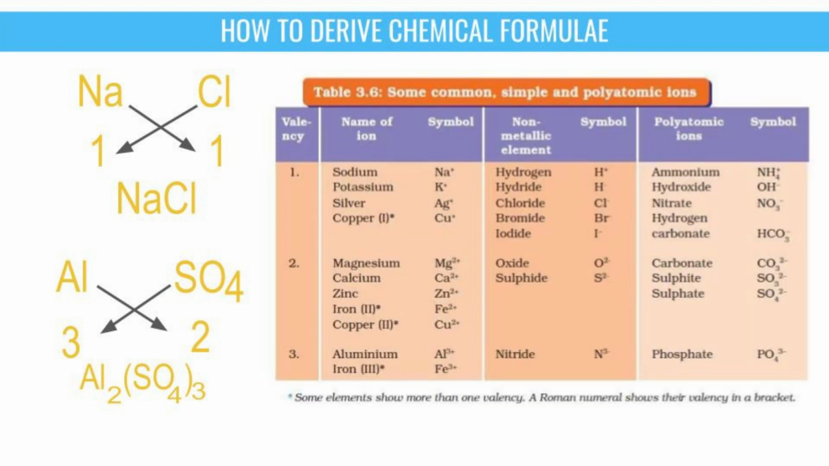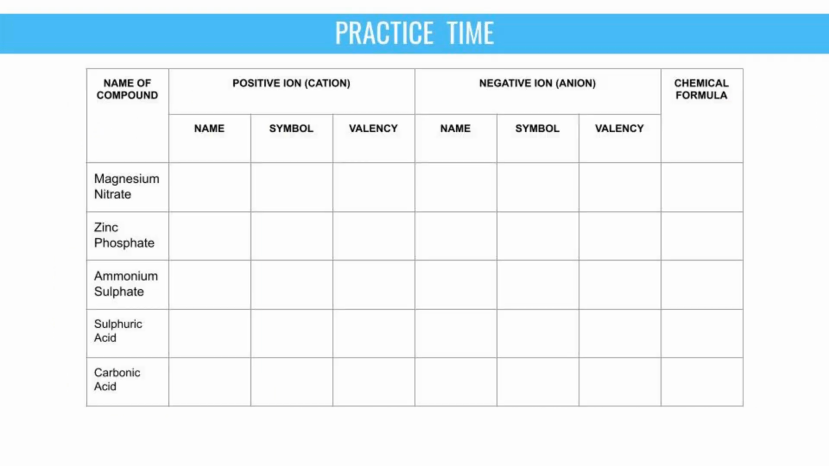It is to be noted that if valency is the same for both the elements, it is ignored and symbols will be written as such. Pause this video and practice simple chemical formula by taking reference of the table provided here. You can try with calcium chloride. Here is the practice sheet for you to practice. Use the table to get its valency and derive its chemical formula. You'll get the answers of this sheet in my next video.